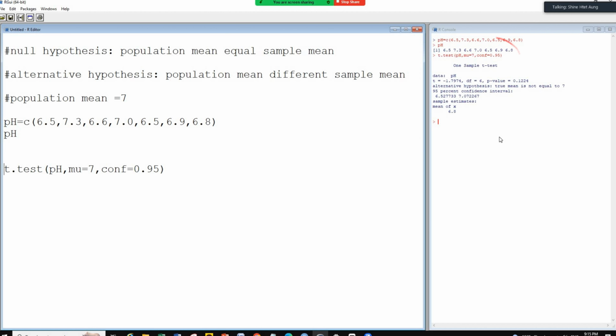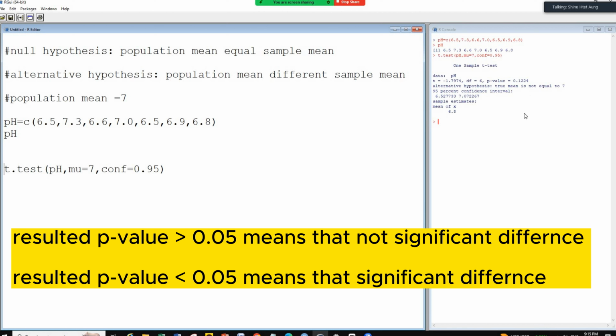Here I got the answer. When we get the answer, we have to check the p-value. The p-value is 0.1224. We calculated with a 95% confidence level, so we compare it with the 0.05 value. The p-value is greater than 0.05, because the answer is 0.1224. That means the population mean is not significantly different from the sample mean, because it is greater than 0.05.